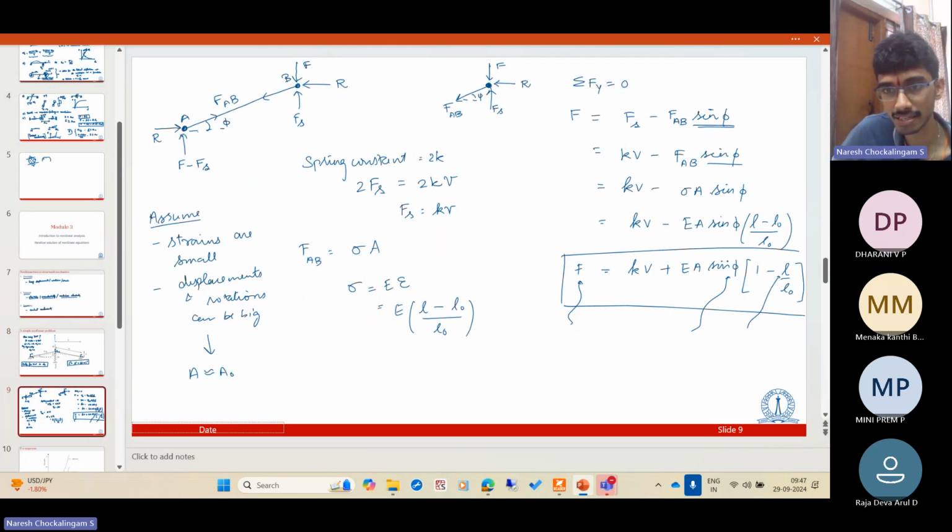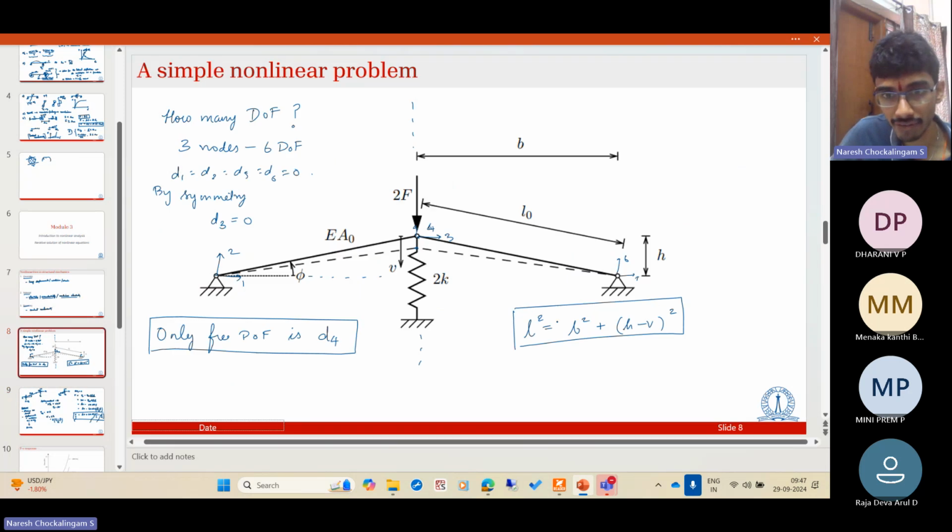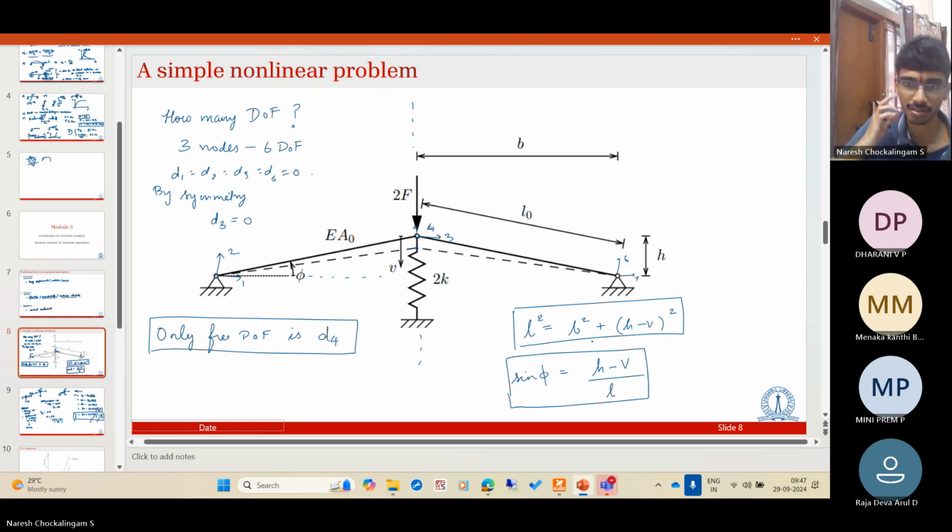What is the other expression? It is sin phi. What is sin phi from here? Opposite by hypotenuse: H minus V by L. If you put B here, it's tan phi. So that's it. We have everything that is required.